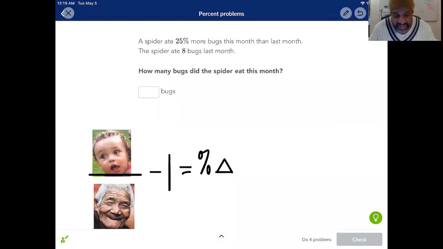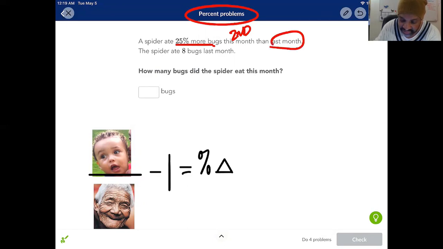The first question that we have, this is from Khan, percent problems. It says a spider ate 25% more bugs this month than last month. The spider ate 8 bugs last month. All right, so what happened first? So it says the spider ate 25% more bugs this month, so this is the second month, than it did last month, which is the first month. And it told us that the spider ate 8 bugs last month.